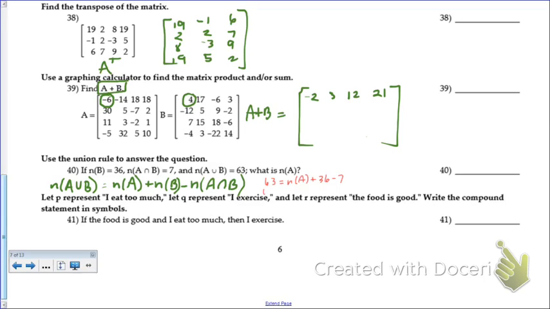So do a little simplifying. We have 63 equals the number of A plus 29. And then when you subtract 29 from both sides, you get the number in A is 63 minus 29, which is 34.